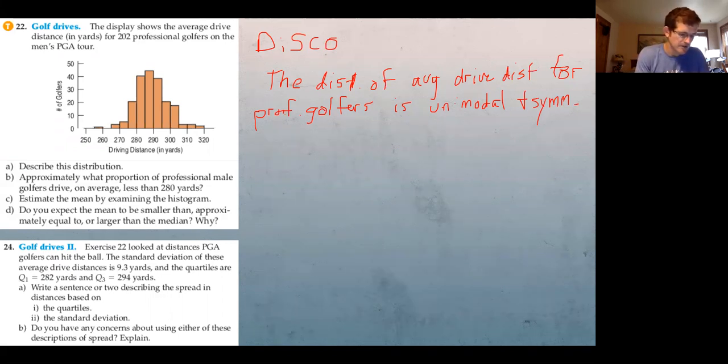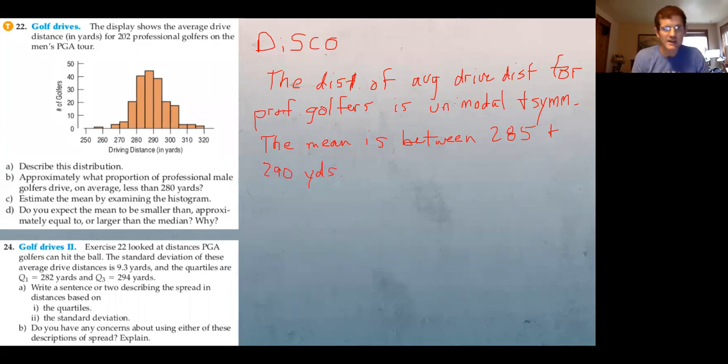I'm going to skip to the center real quick. For the center, because it's unimodal and symmetric, I'm going to talk about the mean. The mean is between, because I don't know an exact number and these bins are 5 wide, I know it's going to be between 285 and 290. The mean is between 285 and 290, and I need to put the unit, so yards. There's the center.